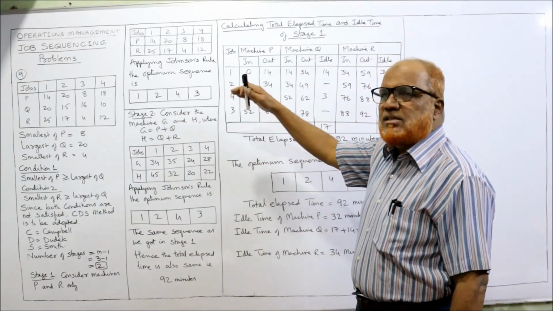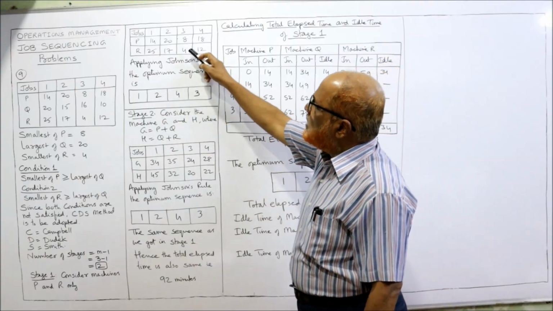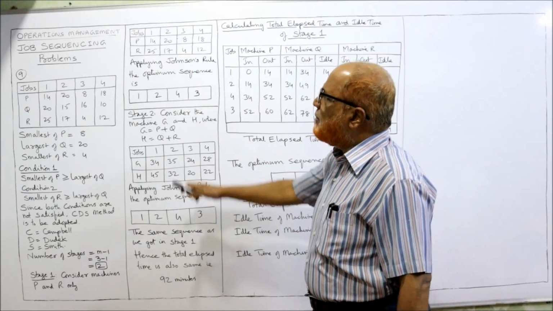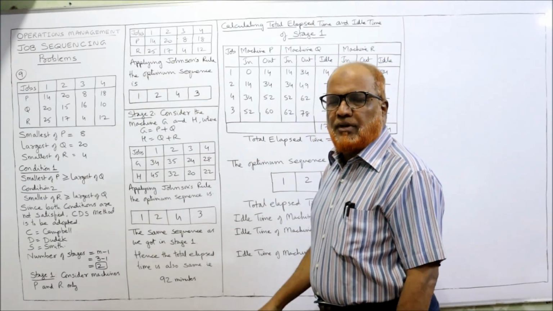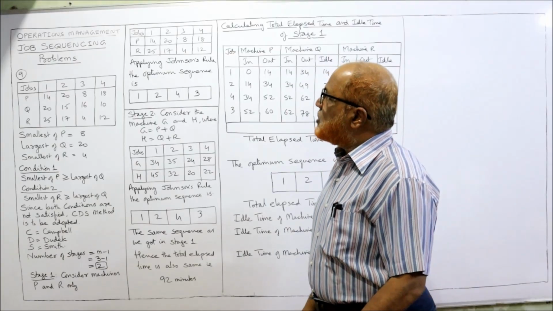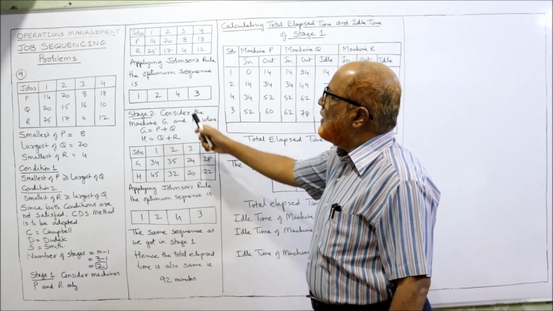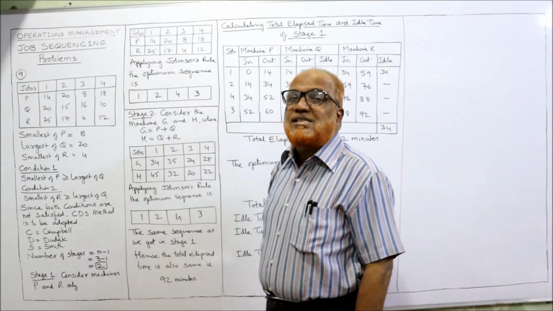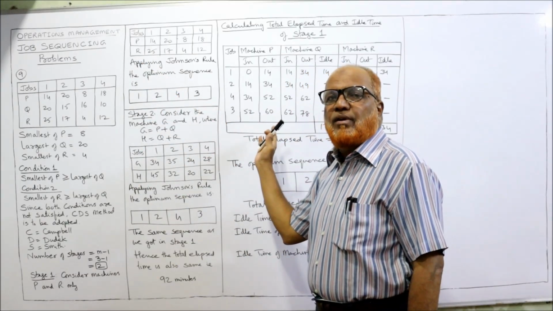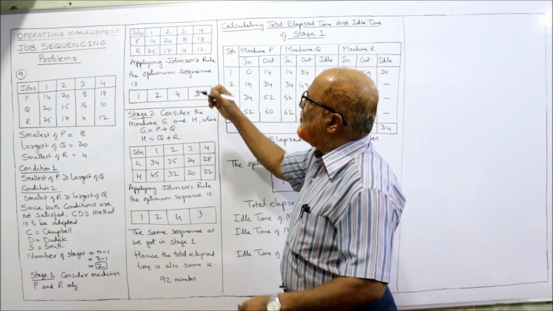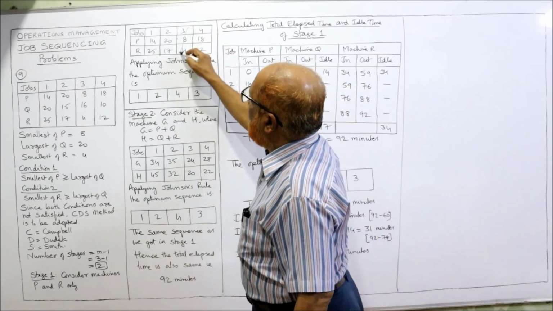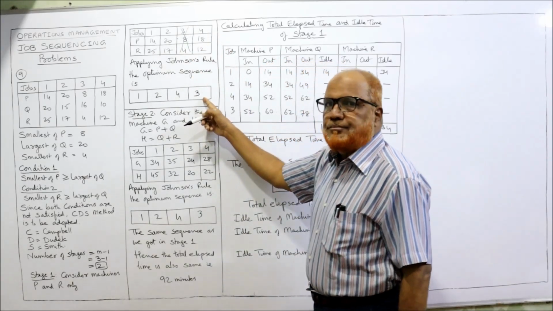I'm not going step by step. Here, what is the minimum time? Minimum time is 4, right? So on which machine and which job? It is on R machine, second machine. So we have to assign from the right. So this third job, I am assigning to the right.